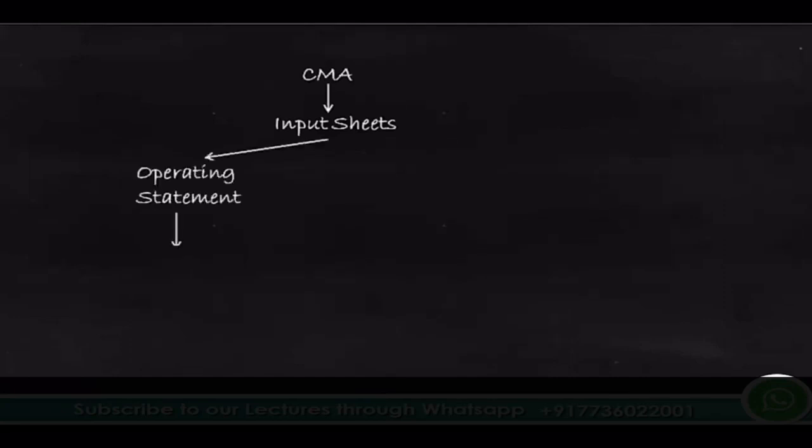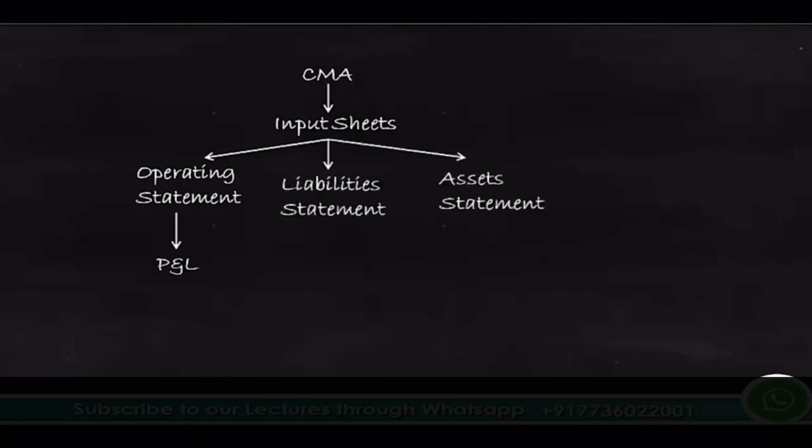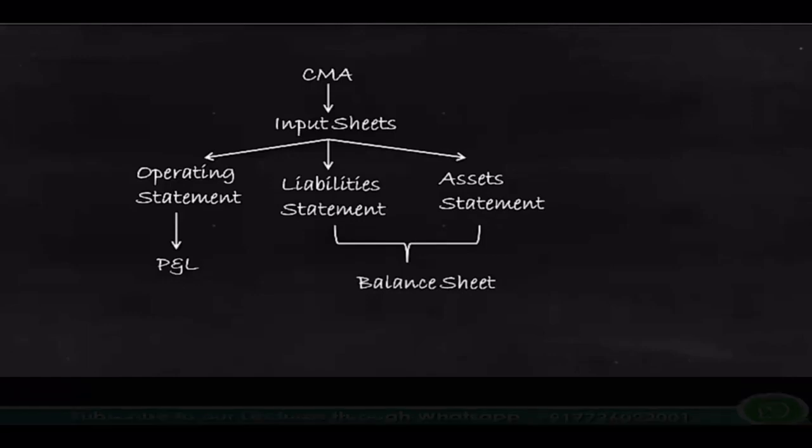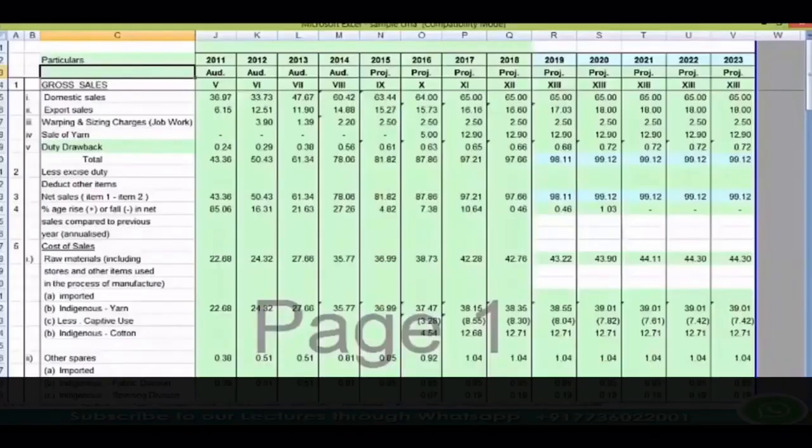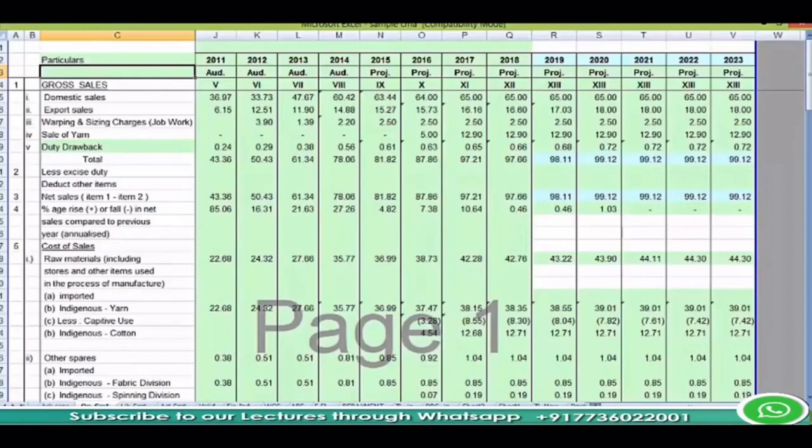So the CMA will have 3 input sheets. The first sheet is called the operating statement, which is nothing but transferring all the data from the profit and loss statement of the customer. The second statement is called the liability statement, and the third statement is called the asset statement, and details for all these will be lifted from the balance sheet. We'll see how a typical CMA will look. This is how a typical CMA will look.